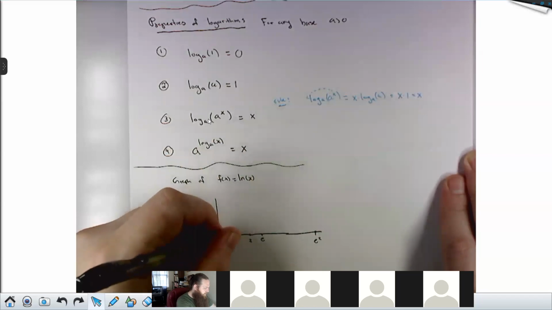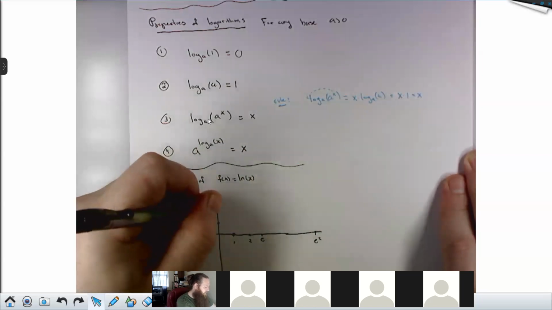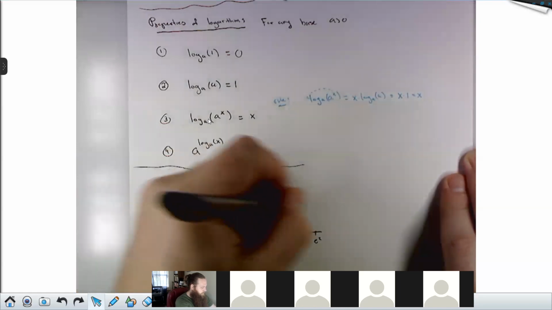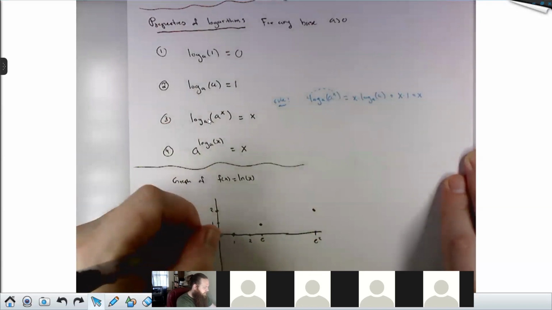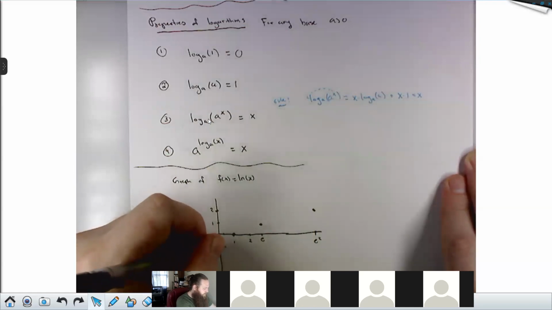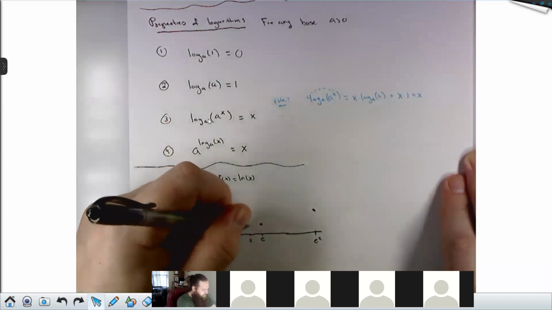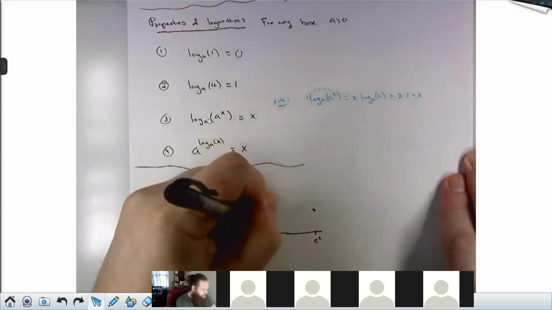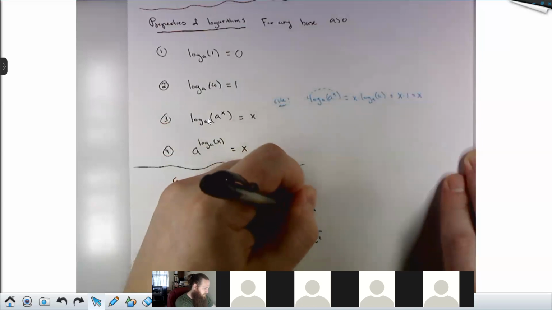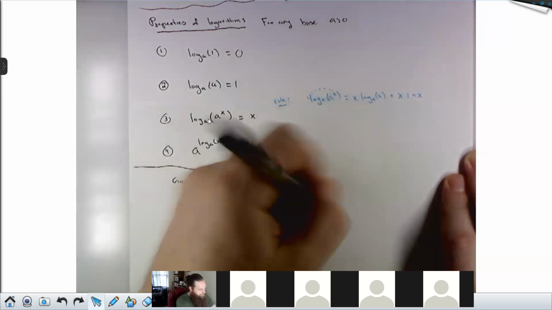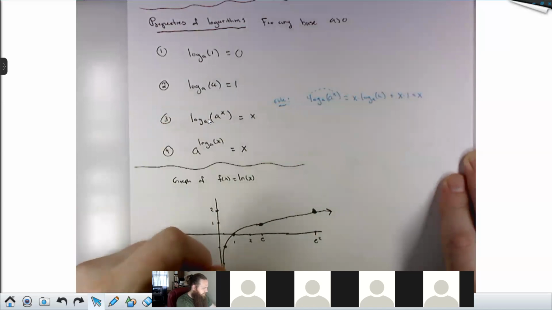So I'm going to go through 1, 0. I'm going to go through e, 1. I'm going to go through e squared, 2. And then within here, if I look at like 1 over e, that would give me negative 1. 1 over e squared would give me negative 2, and so on. So the graph of the natural logarithm looks just like the graph we drew a second ago. Maybe this one needs to come down a little bit. Apologize for my bad art. Big fat points. And again, vertical asymptote here. 0.